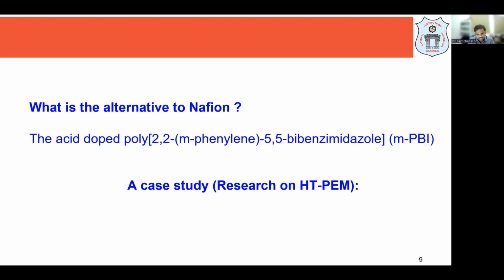Here we are going to have a case study of what the research status is on high temperature PEM fuel cells, particularly on the alternative membranes used in place of Nafion membrane. We are going to call it mPBI. What is mPBI? It is the acid doped poly 2,2'-m-phenylene 5,5'-bibenzimidazole. Simply, it is referred to as mPBI. So we are going to discuss this mPBI in detail.